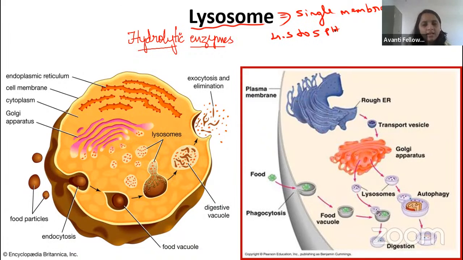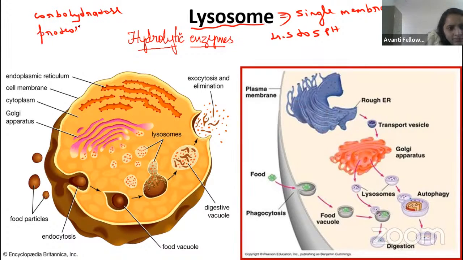What is the main function of the lysosome? It has carbohydrase enzymes, which break down carbohydrates; protease enzymes, which break down proteins; lipase enzymes, which break down lipids; and nuclease enzymes, which break down nucleic acids. So you all know the lysosome is called a garbage bag, right? What will we call it, guys? Suicidal bag, not garbage. Suicidal bag, right, guys?